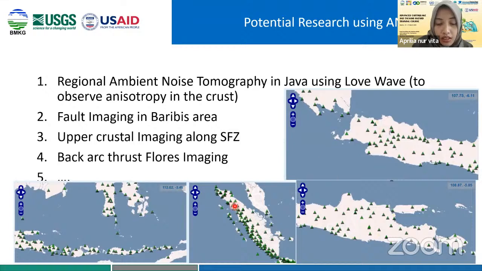Maybe in Sumatra we can do upper crustal imaging along the Sumatra fault zone, or ambient noise imaging between Nias Island, Mentawai Island, and the Sumatra main island. And for East Indonesia, we can try to image the back-arc thrust Flores by using the station distribution in Java, Bali, and Nusa Tenggara to south of Sulawesi.